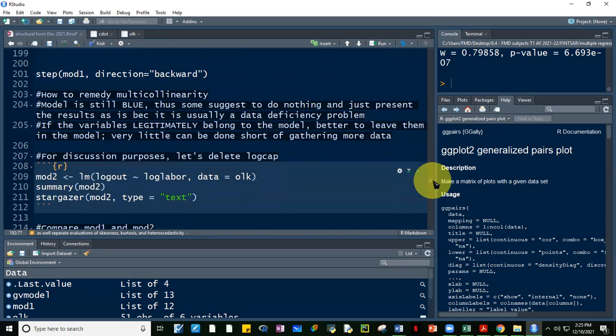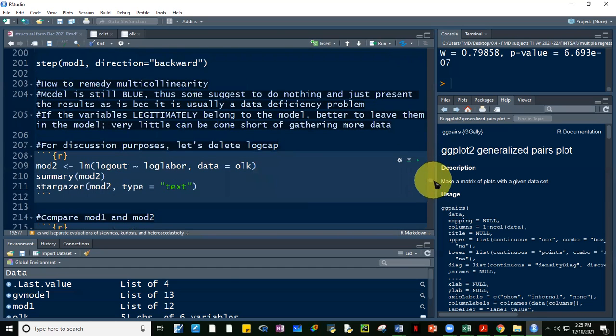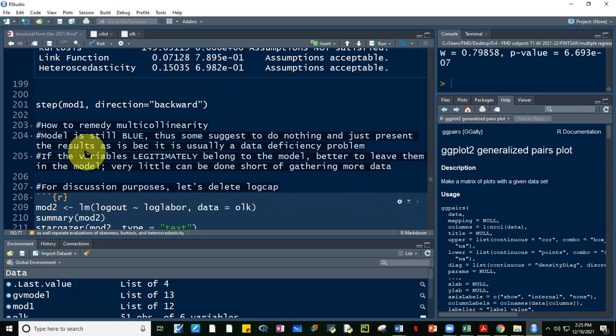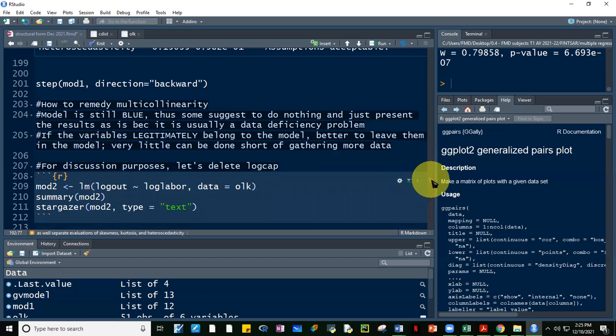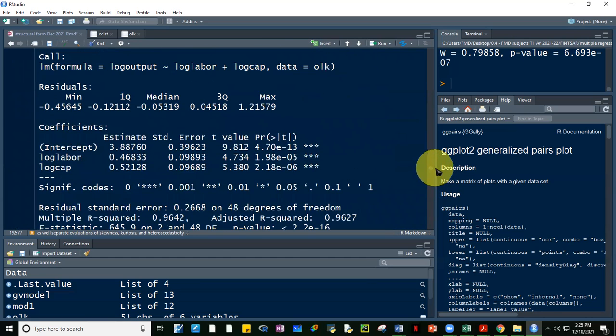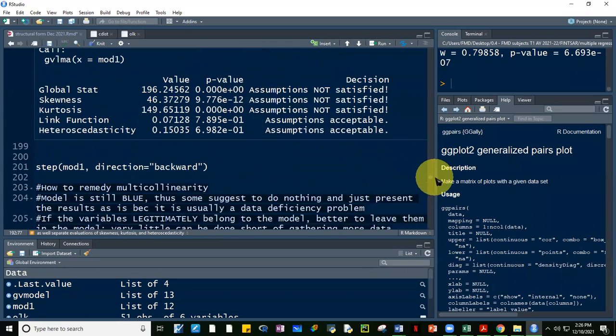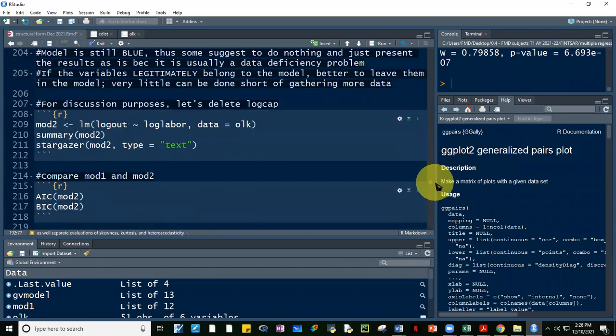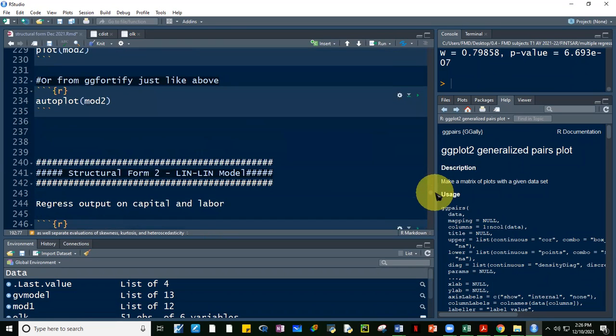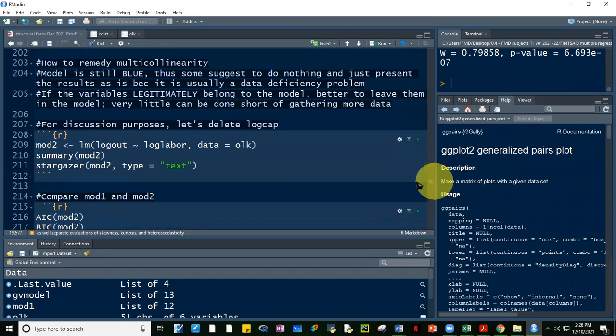What did I do here? No, what was removed here was log cap. So log cap was removed. Although if I were to remove one first, since the effect of log cap on output is greater than that of labor, I would have chosen this, but why did I choose log cap first? Okay, let's just do this for now.